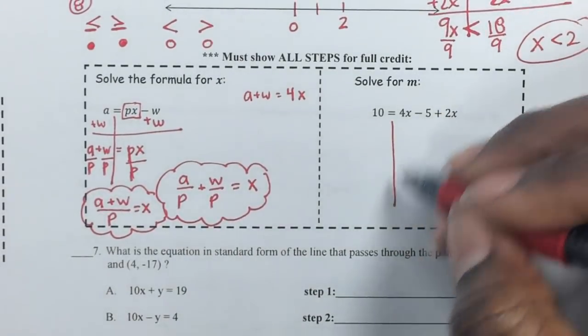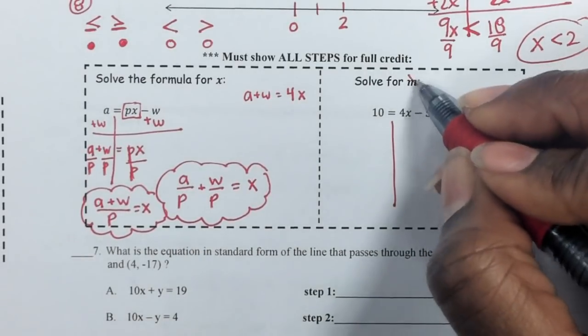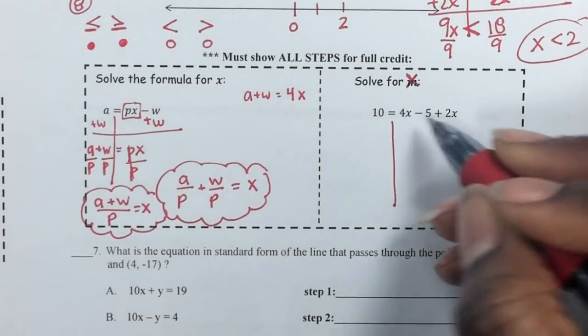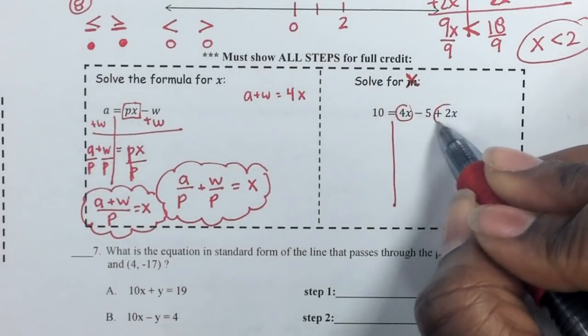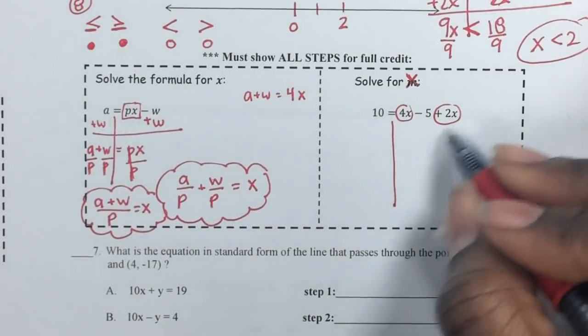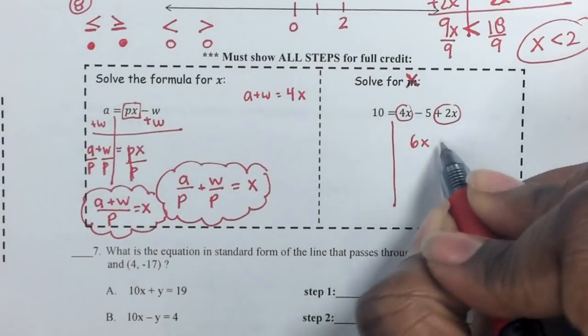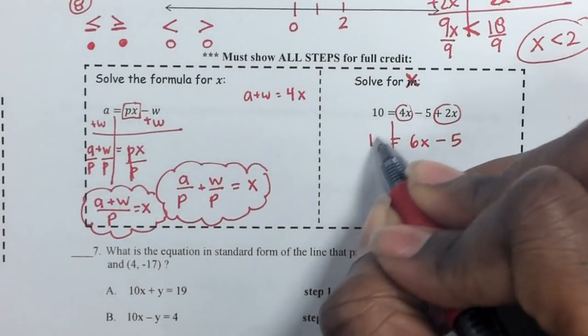This is one that's very good. Solve for m. It says solve for m. They must mean solve for x. Don't let it trick you. Sorry. So we notice that there's variables that are on the same side. They're both on the right side. So let's go ahead and combine it together. This is 4x's and 2x's. That would be 6x's. Bring down the minus 5 equals 10.